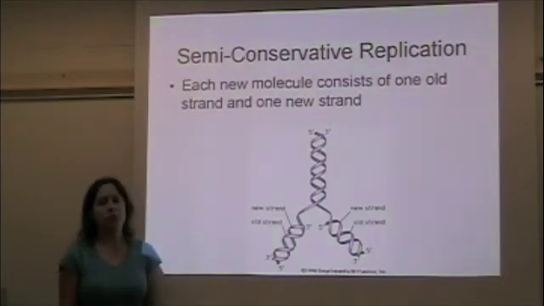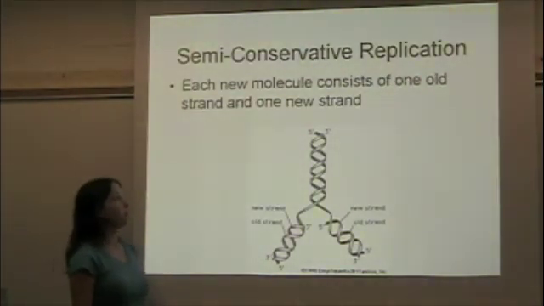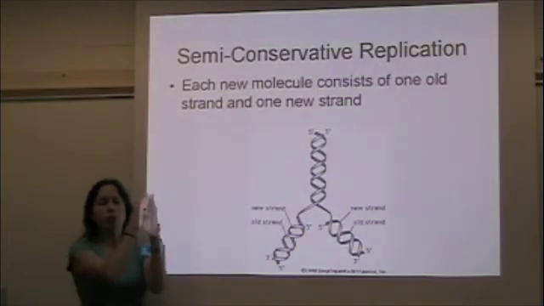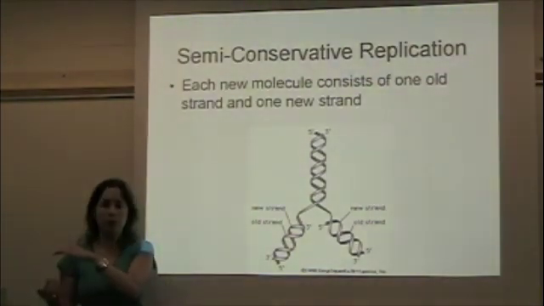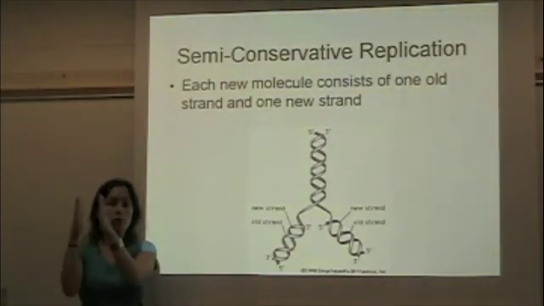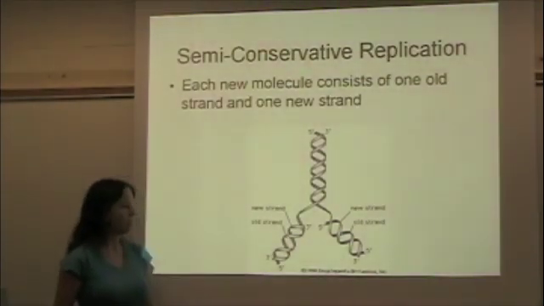Overall, we refer to DNA replication as semi-conservative. Each new molecule consists of 1 old strand and 1 new strand. So if it was completely conservative, the 2 old strands would wind back up together and the 2 new strands would wind back up together. But that's not what happens. We say it's semi-conservative because each new molecule is 1 old and 1 new strand wound up, and then 1 old and 1 new strand wound up a second time. So replication is semi-conservative.